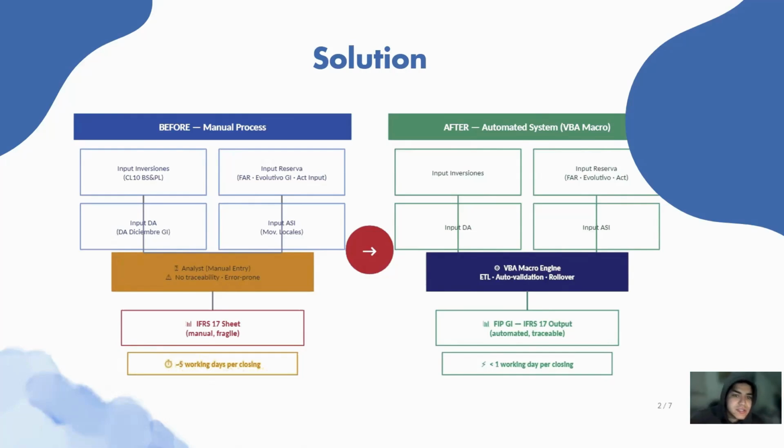On the left side, you can see the diagram of the old process: four separate input files, Inversiones, Reserva, Da, and ASI, where one always did everything by hand, and 5 days of full work just to get one report out. On the right, the same four inputs go directly into the automated system. The macro engine extracts the data, transforms it according to IFRS rules, validates, and loads it into the final output. All without manual intervention, the result is ready in less than a day.